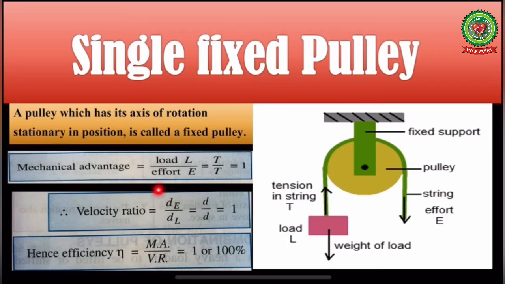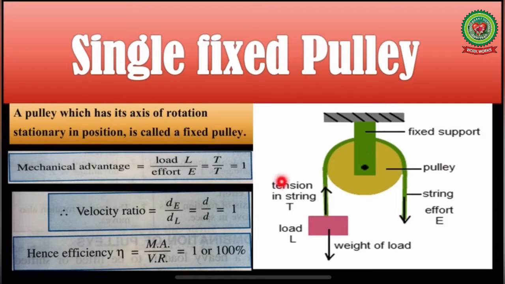So, in case of a single fixed pulley, mechanical advantage is equal to load upon effort, that is equal to T upon T, where T is tension produced in each strand due to load and effort. T upon T is equal to 1. So, the ideal mechanical advantage of a single fixed pulley is 1. But in practice, it is always a little less than 1 due to friction between rope and the grooved rim.